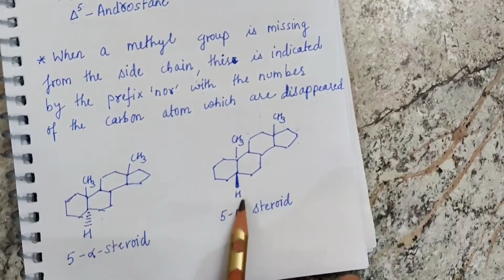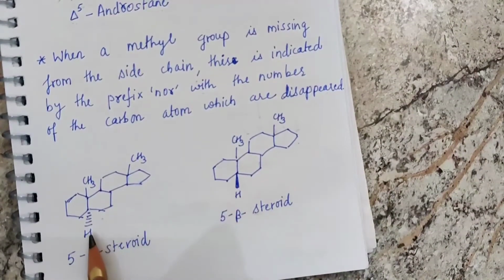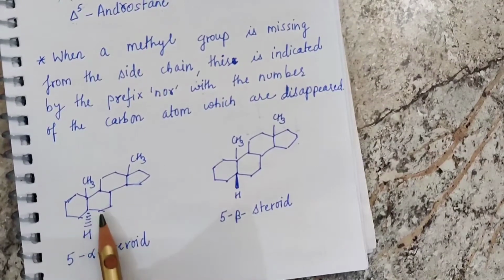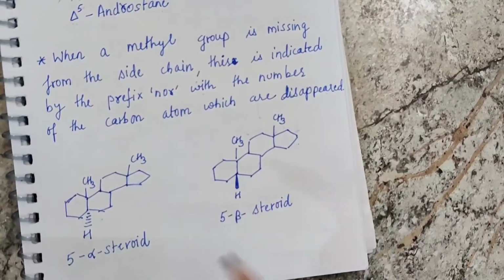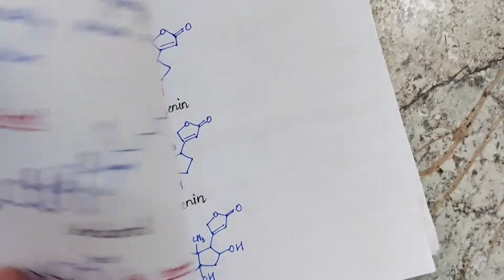This alpha and beta steroid, we have already discussed. Below the plane are given alpha name, and above the plane are given beta. So this has been already discussed.